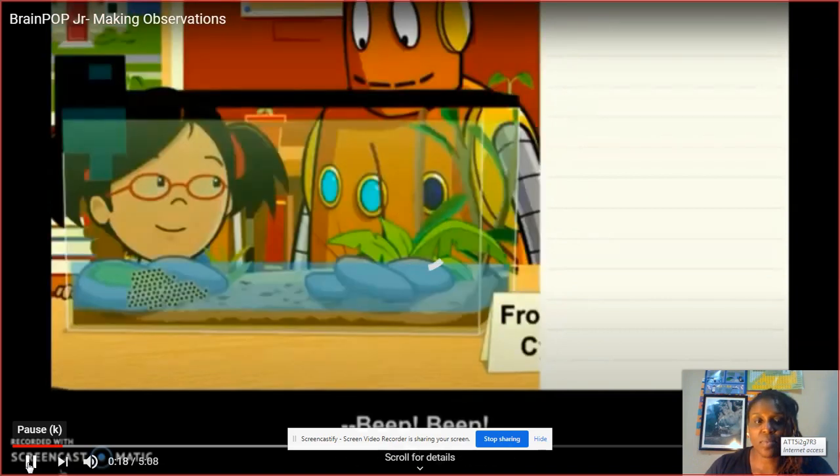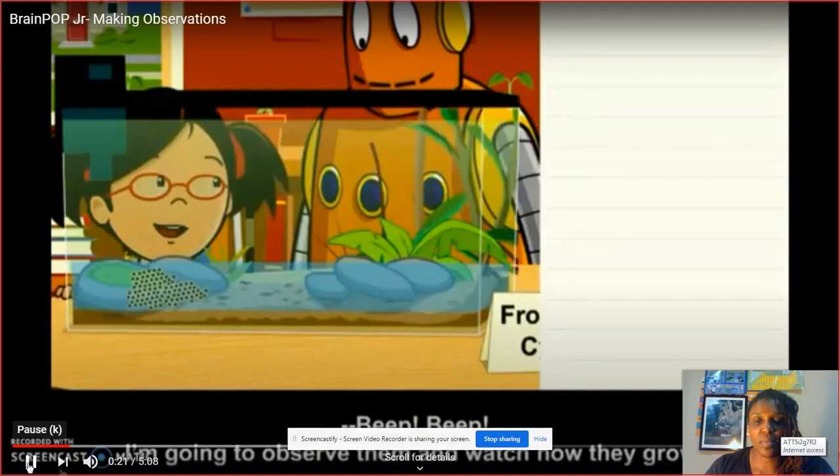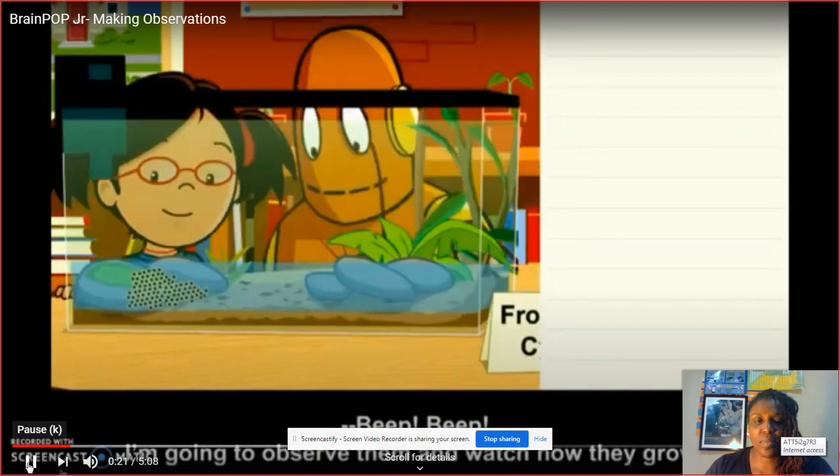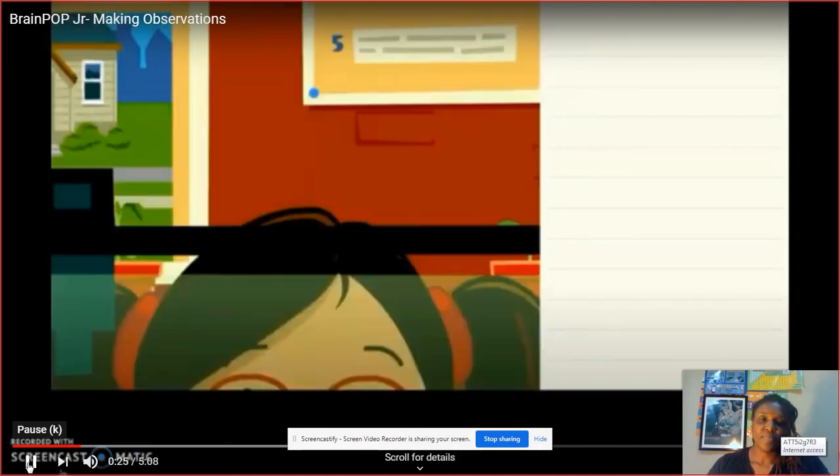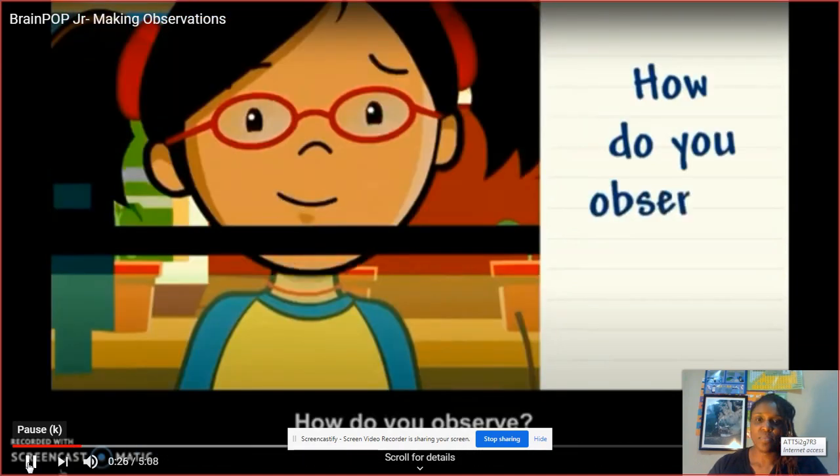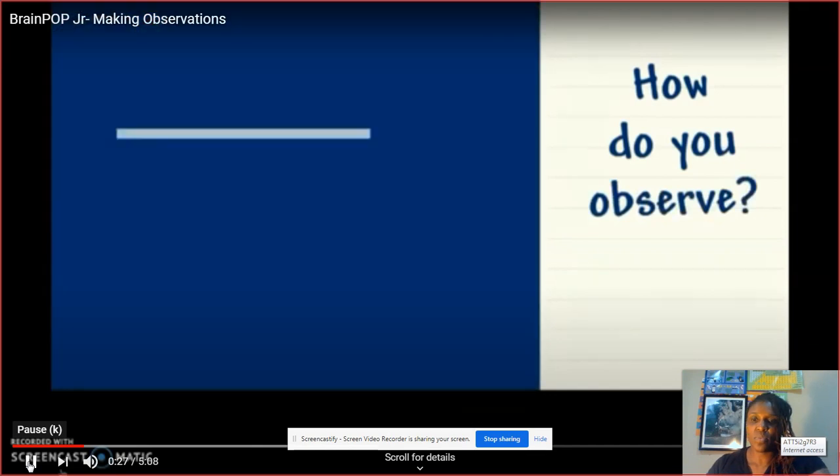Check it out. Frog eggs. I'm going to and watch how they grow. How do you observe?